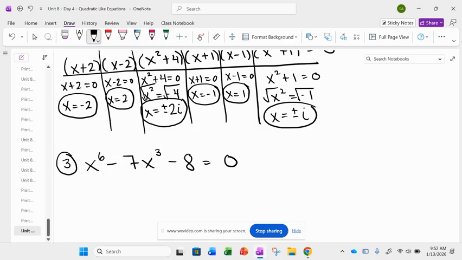Okay, so I look at this, I see they have the same base of x. I see that one exponent is double the other, which tells me I could potentially do what? Factor. We can potentially factor. So I'm going to go ahead and factor, and we're going to get x to the third minus 8, x to the third plus 1.